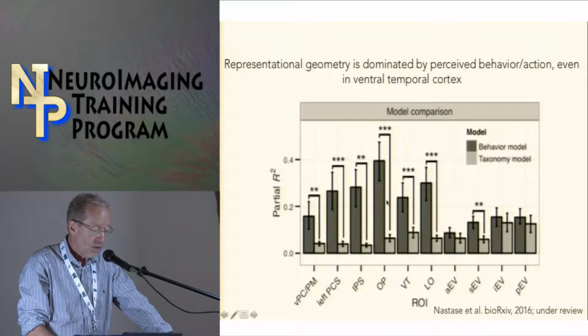So this shows the variance accounted for, partial R squared, accounted for by the behavioral model and the taxonomy model. So you can see the histograms, the bars for the behavioral model are much higher everywhere.